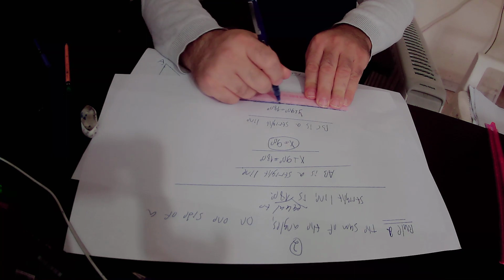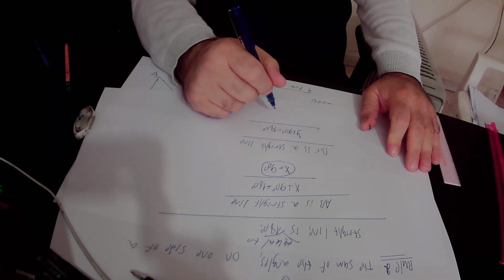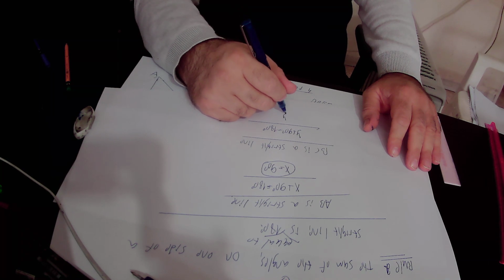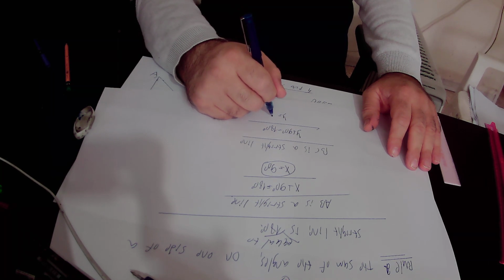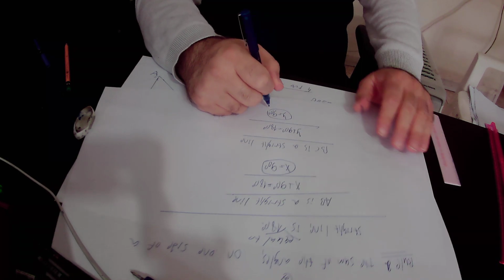So here we subtract 90 degrees from this equation, and we get that angle Y equals 180 degrees minus 90 degrees, which is equal to 90 degrees. So angle Y is a right angle.